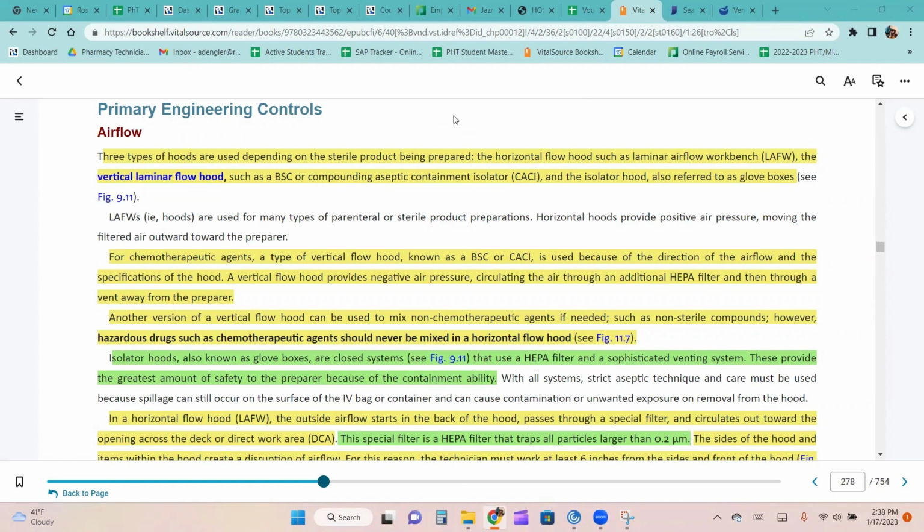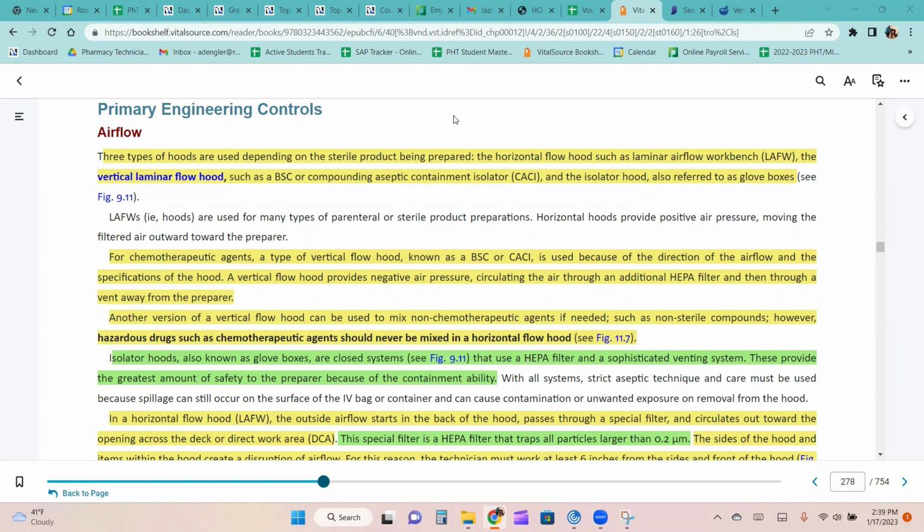Okay, talking about the airflow now, we just kind of covered that in the above paragraph. For chemotherapeutic agents, we use a vertical flow hood known as a BSC or a CACI because of the direction of the airflow and the specifications of the hood. A vertical flow hood provides negative air pressure, circulating the air through an additional HEPA filter and then through a vent away from the preparer. Isolator hoods, known as glove boxes, are closed systems that use a HEPA filter and a sophisticated venting system. These provide the greatest amount of safety to the preparer because of the containment ability.